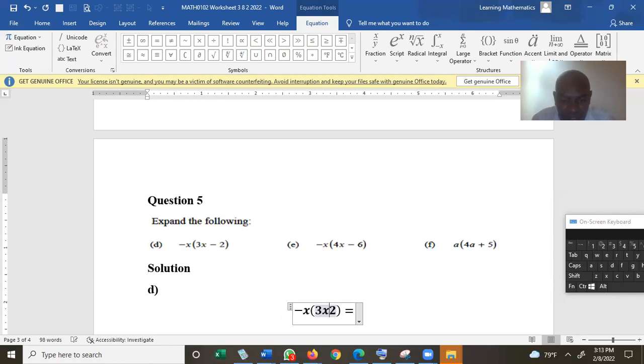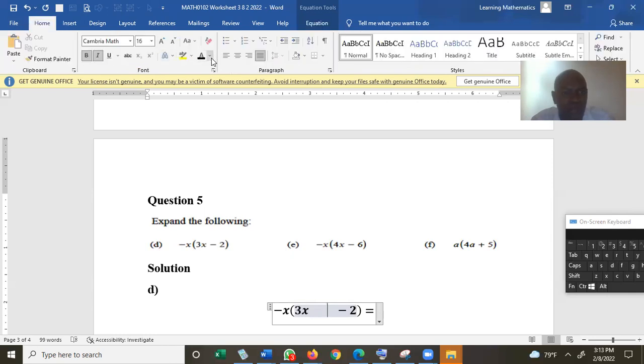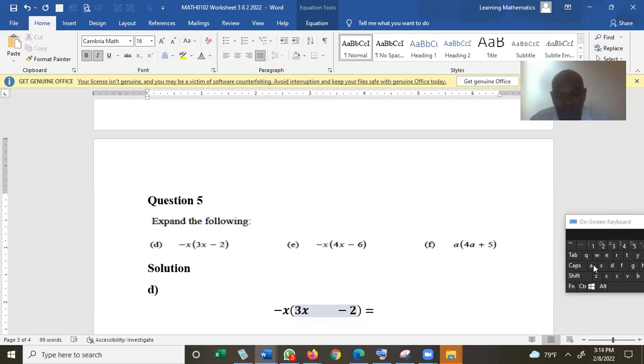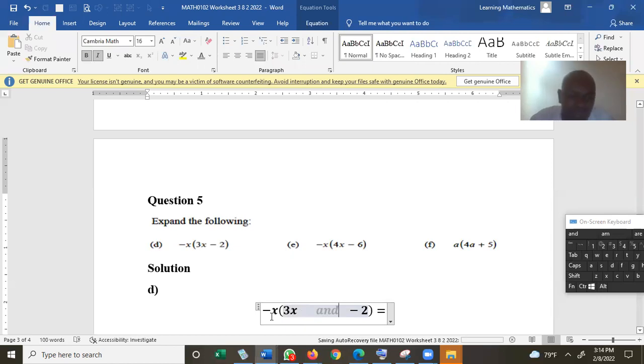In the bracket, what do we have? We have a 3x and a negative 2. That's what is in the bracket: a 3x and a negative 2. So I'm going to multiply negative x to 3x and I'm going to multiply negative x to negative 2. That's why they normally call it distribution. You have to distribute negative x with 3x and negative 2.